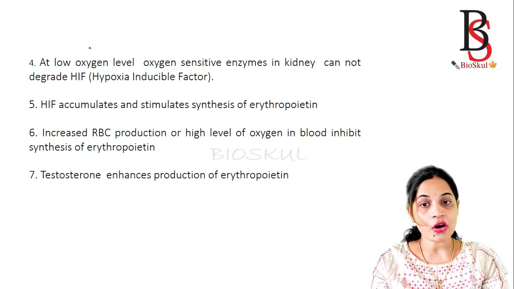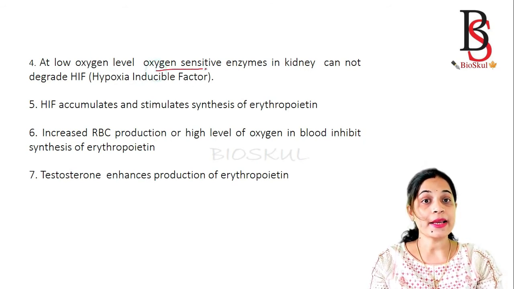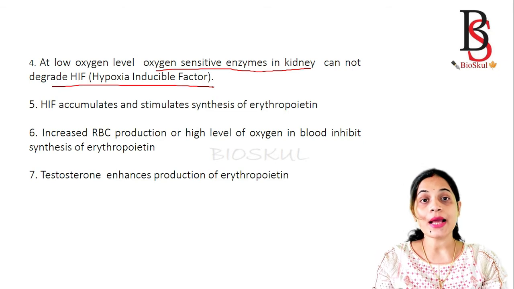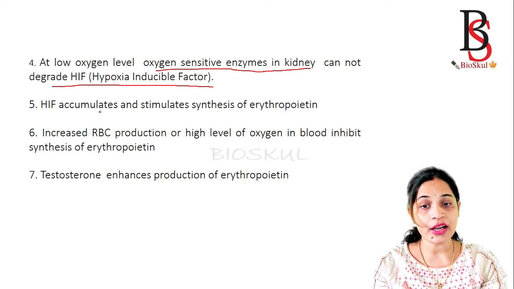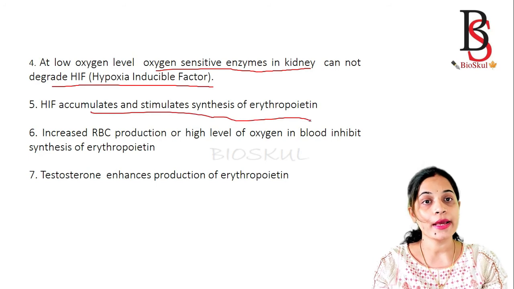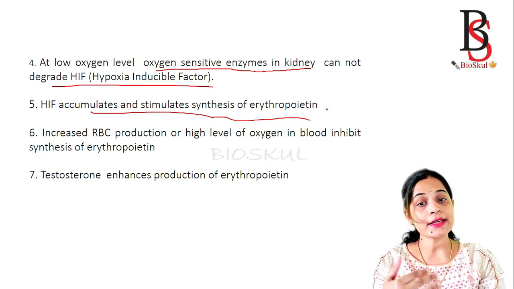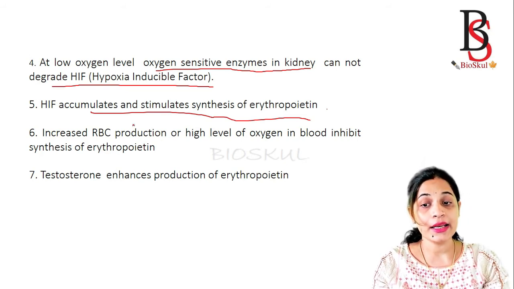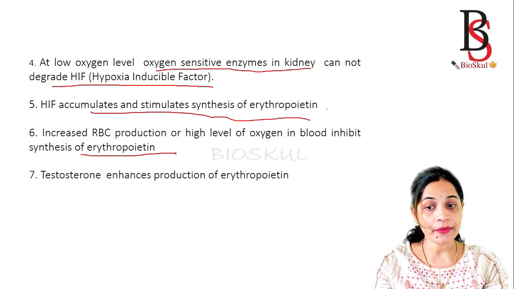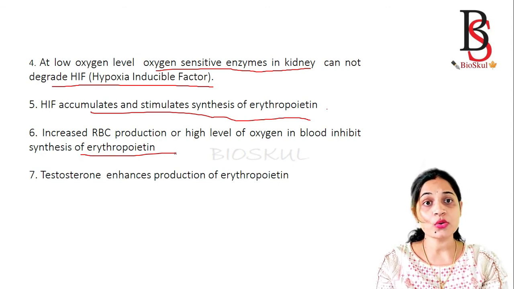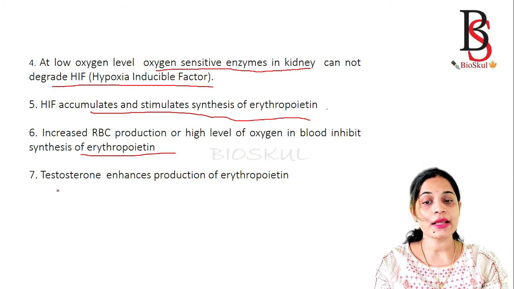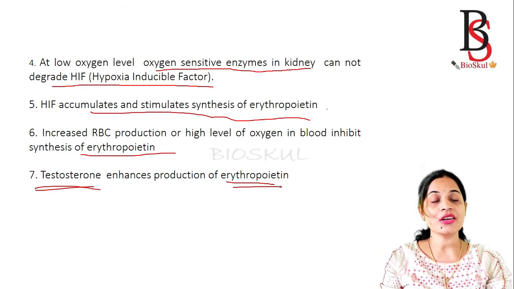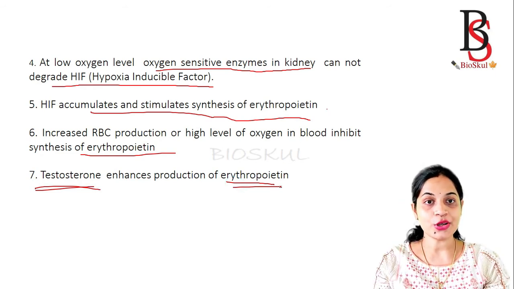At lower oxygen levels, the oxygen sensitive enzyme in the kidney cannot degrade the hypoxia inducible factor. The hypoxia inducible factor accumulates and stimulates the synthesis of erythropoietin. Increased RBC production or a high level of oxygen in the blood inhibits the synthesis of erythropoietin. Another hormone, testosterone, also enhances the production of erythropoietin.